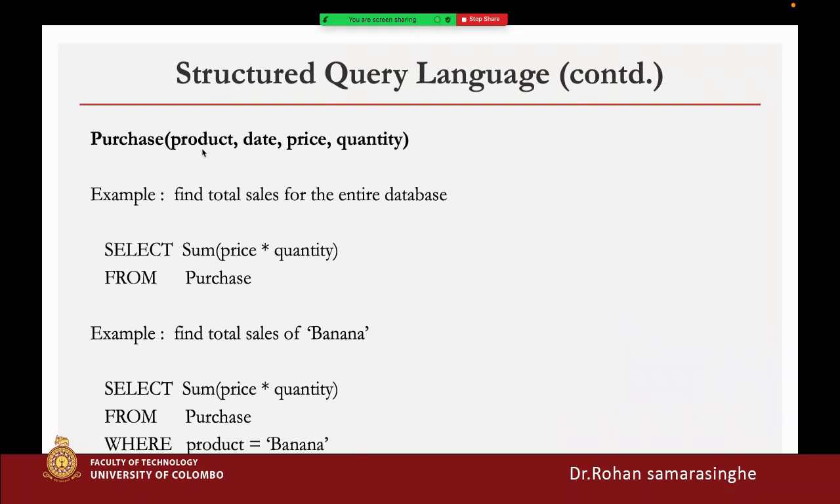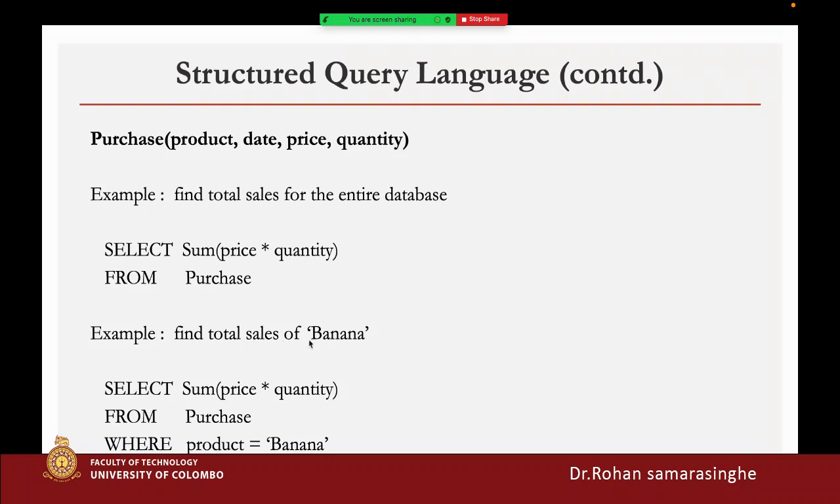Purchases: product, date, price and quantity. Example: find the total sales from the entire database. Price and quantity is there. Select sum, price into quantity. You have to get the multiplication of the price and the quantity from these purchases. Then you can get the total sales from the entire database.